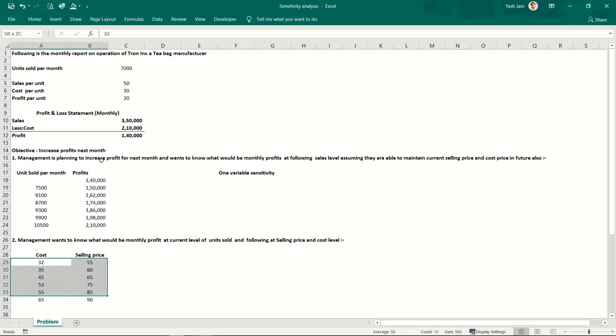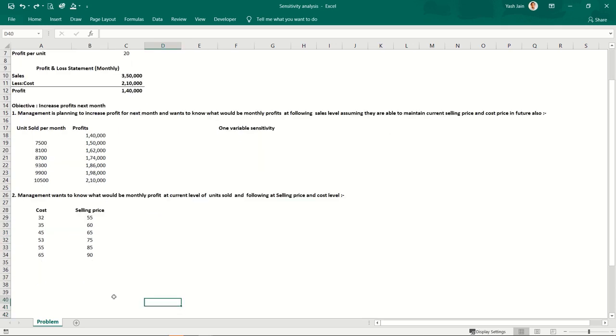So a matrix is given. This is the cost level and this is the selling price level. They want us to give their monthly profits, assuming that the units to be sold remains constant. Okay. So one way to solve this is, maybe if I want to know what is my profit at 55 selling price and 32 cost, I can manually hard punch this data here and get this answer, maybe note it down somewhere and do the same process for these many times, right? But this is not feasible. It will take lots of time. So let me press Ctrl Z and let us try to solve this problem using two variable sensitivity.